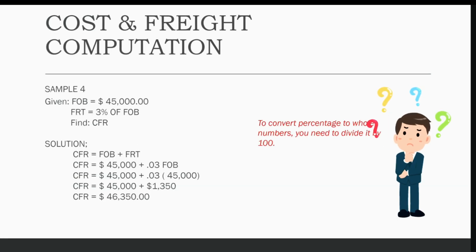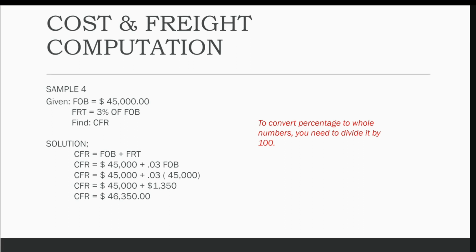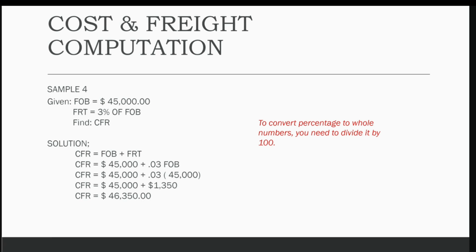Okay, let us now proceed to the fourth sample. In this case, the given is $45,000 for your FOB, and again, the freight is 3% of your FOB, and we are again looking for our CFR value. Just like the other problems that we have already discussed, we just need to get the value of the freight, which is 3% of FOB, because in this case, the FOB is already given. So your FOB is $45,000, and you just need to get the 3% of the $45,000.